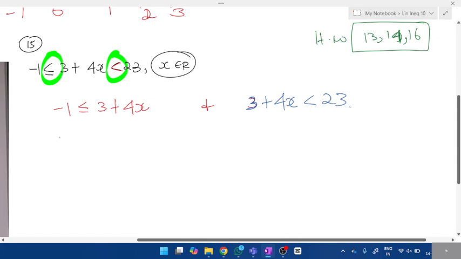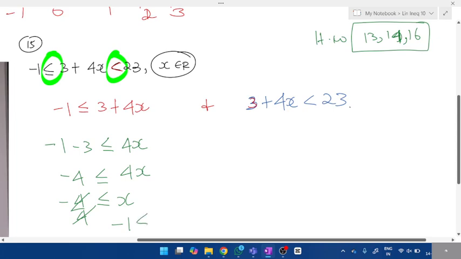Try this last question. Yes, Joanna, can you explain how you solve this? Be quick. The first inequality: we get minus 1 minus 3 is less than or equal to 4x. We get minus 4 is less than or equal to 4x. Keep x on the right hand side. Where is x, left or right? Right hand side. Okay, keep it on right. Shift this down. So what do you get? Minus 1 is less than equal to x.